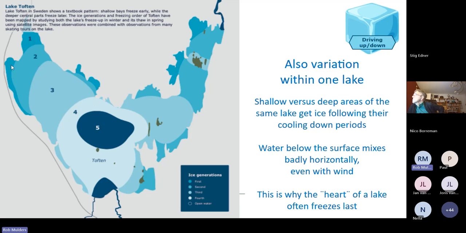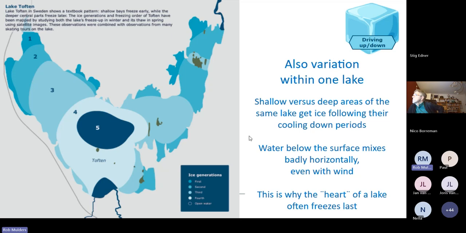Generation 1, it's the side and the base. Generation 2 is a bit more to the middle. And generation 3 even more to the middle, and so on. And here, generation 5, that might be open water if you get there in a weak winter, or in a strong winter it is the newest ice on that lake.